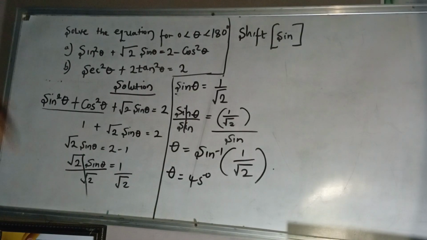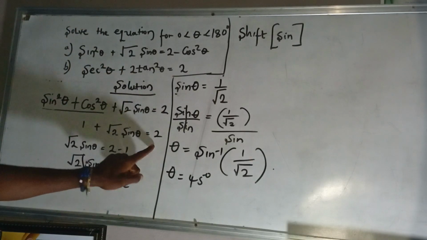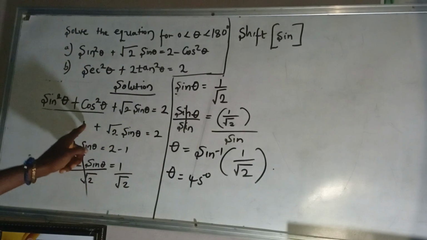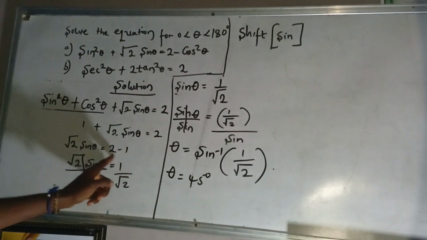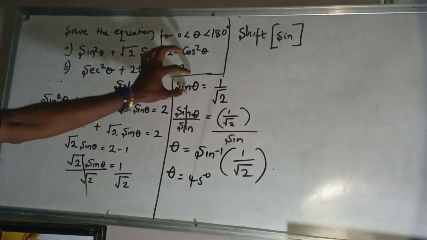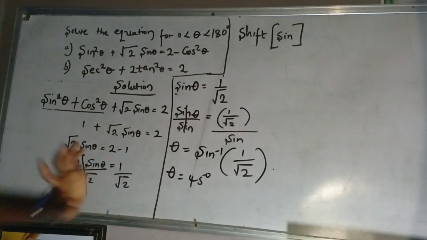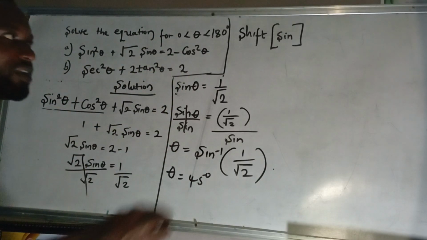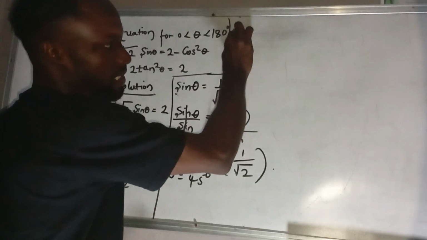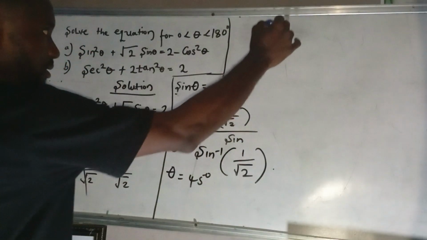Now, remember what we did here. You take this to this side. This one plus this is 1. This one you bring down. 2 still remains. I'm doing a recap. Take this 1 to this side. That is 2 minus 1. We have this. Divide both sides by square root of 2. You have this. Divide both sides by sine. You have this. That is all. Very simple. Very, very simple. The trick is simple. I'm telling you the gospel truth.